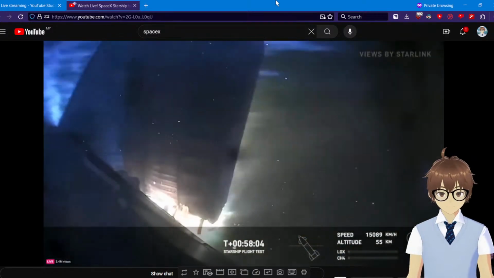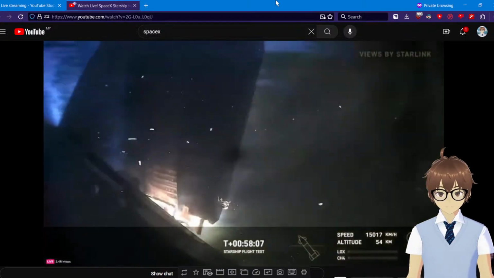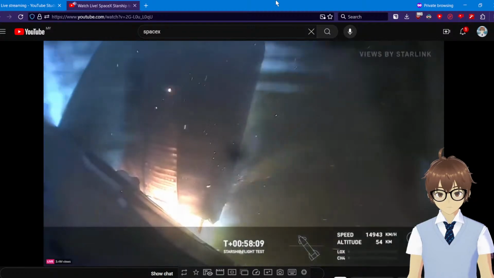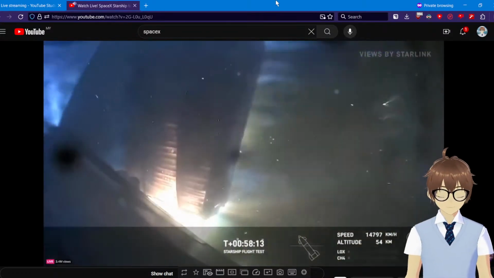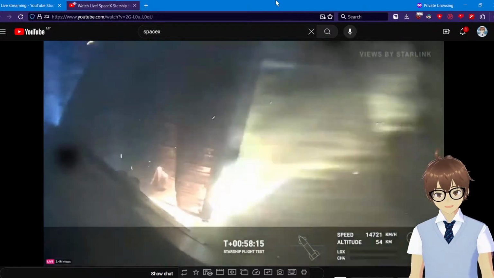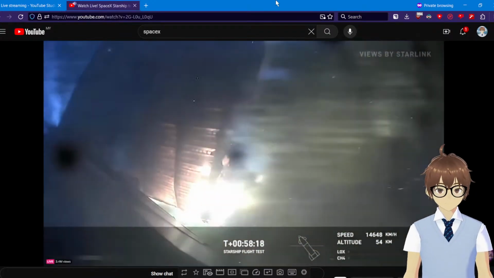Speed right now is around 15,000 kilometers per hour. Altitude is around 54 kilometers. But the ship is still coming down. This is incredible to see. How far can it go?